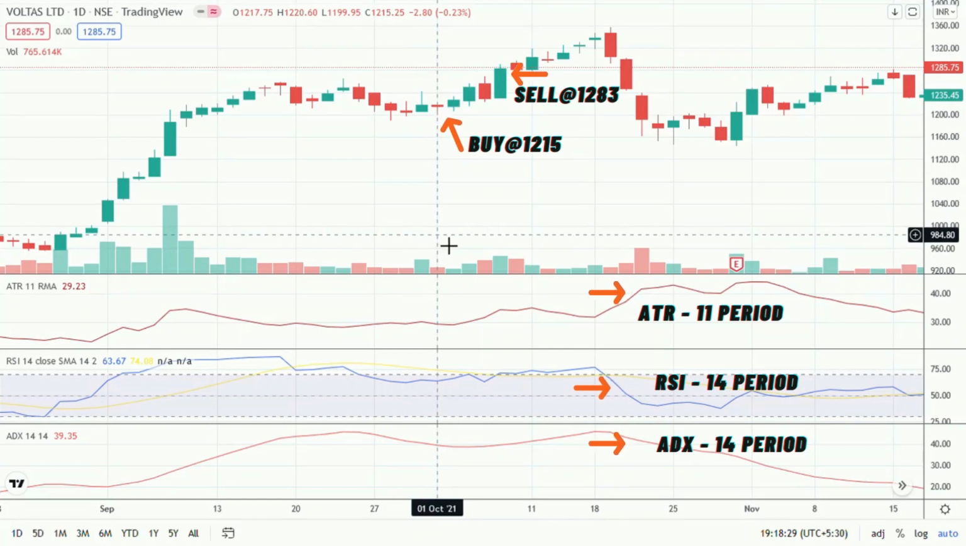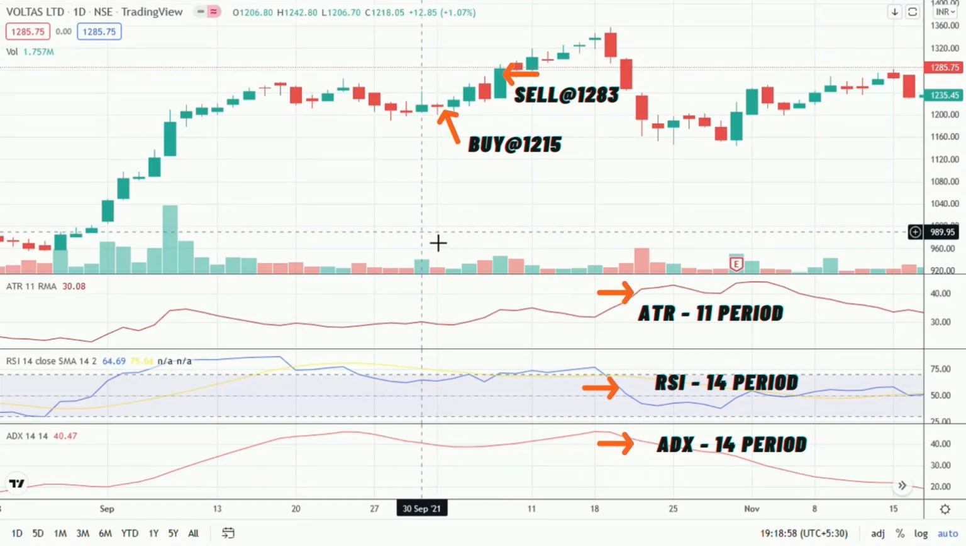Now let's look at condition 2. RSI on the 1st of October was at 63.67. We compare that with the previous day's value, which was 64.69. So again, RSI is less than the previous RSI. Now let's look at condition 3. ADX value on the 1st of October was at 39.35. That is less than the value on the 30th of September, which was at 40.47. So all three conditions are met. We go ahead and buy VOLTAS stock at market closing.